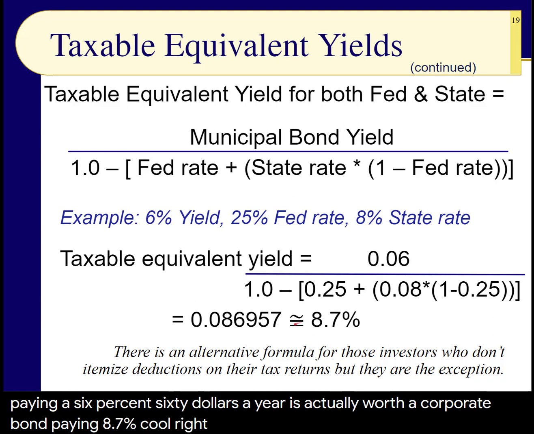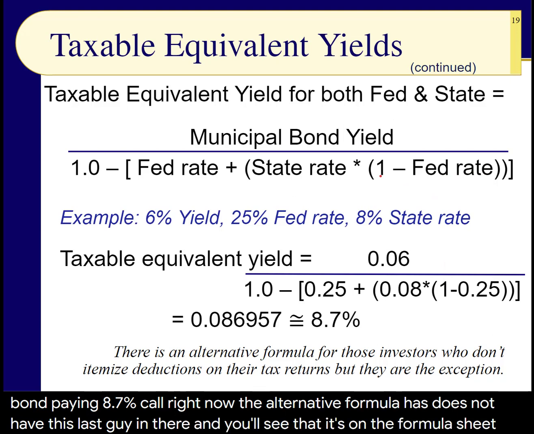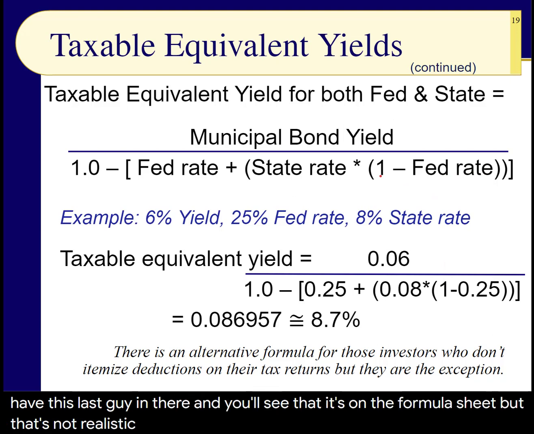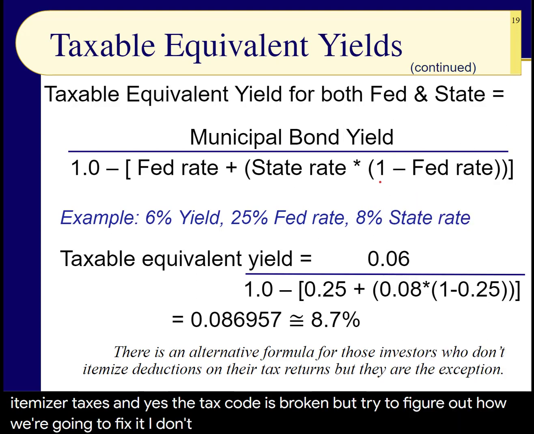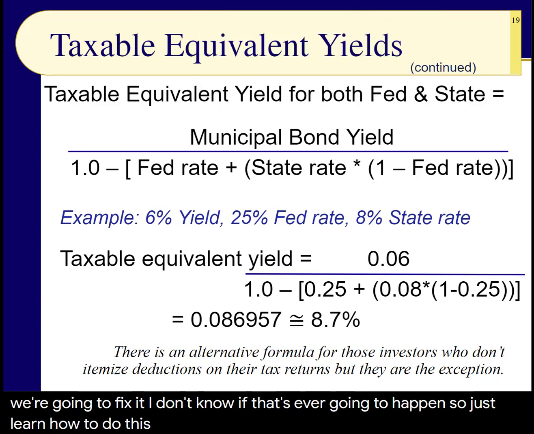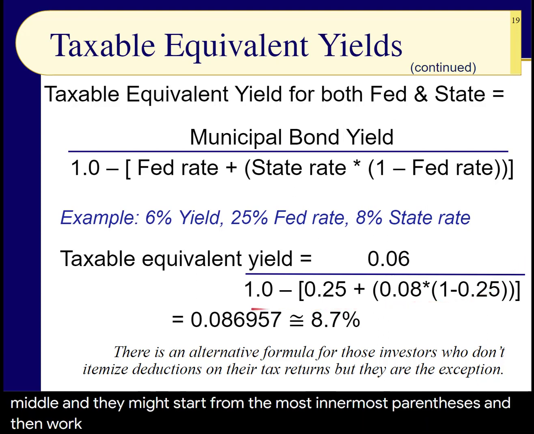Cool, right? Now, the alternative formula does not have this last part in there, and you'll see that it's on the formula sheet. But that's not realistic because most people who buy muni bonds do itemize their taxes. And yes, the tax code is broken, but try to figure out how we're going to fix it. I don't know if that's ever going to happen. So just learn how to do this. And it's really not that hard. Just start from the innermost parentheses, and then work your way out.